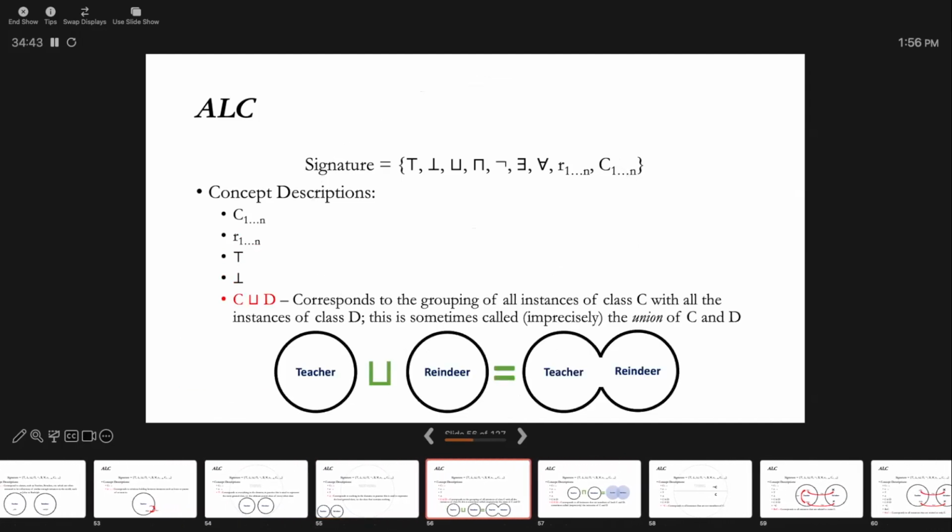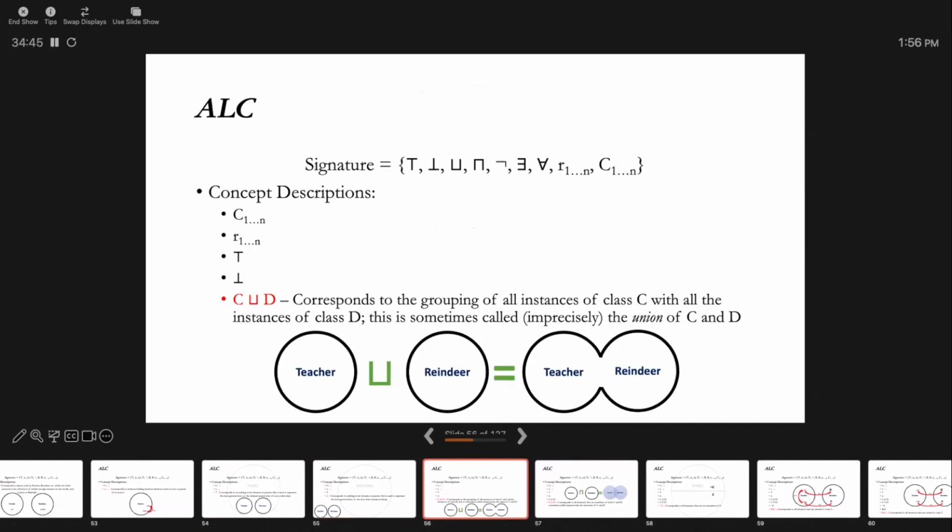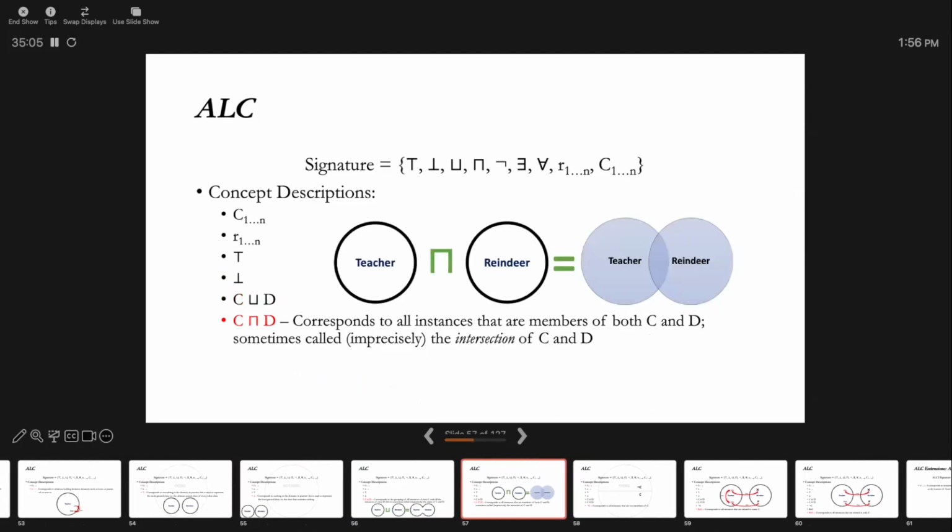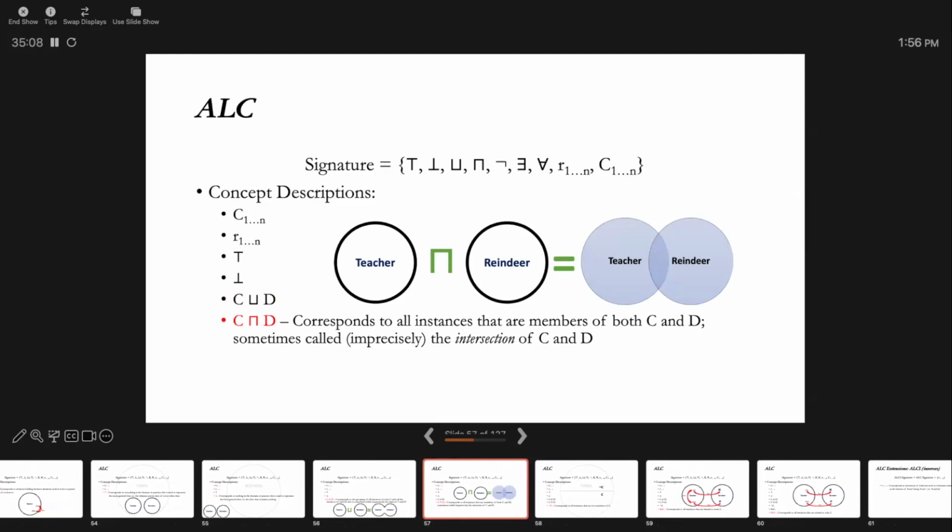And then, of course, you can combine these things. You can union classes together. It corresponds to the grouping of the C union D. I've even caught myself here in the description because I just said union. It corresponds to the grouping of all instances of class C with the instances of class D. This is sometimes imprecisely called the union of C and D. Similarly, there is the intersection of C and D. It's just those things that are in common between, in this case, teachers and reindeer.